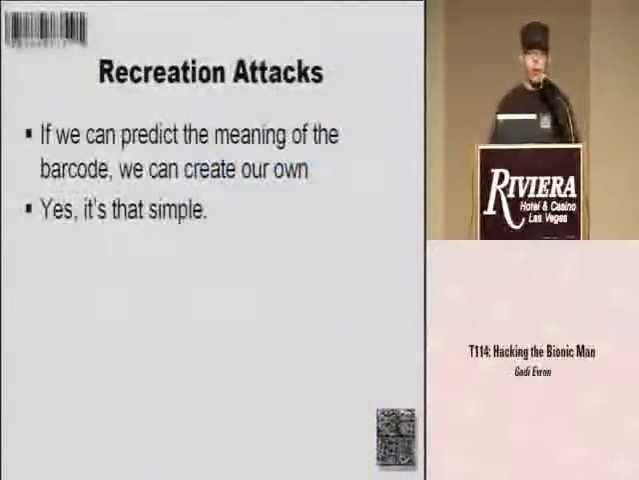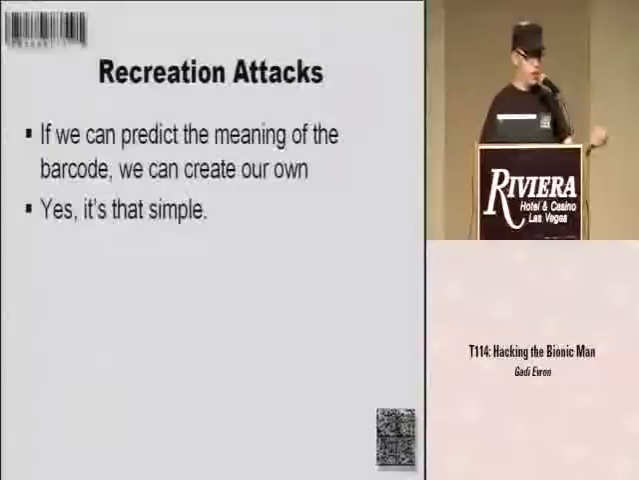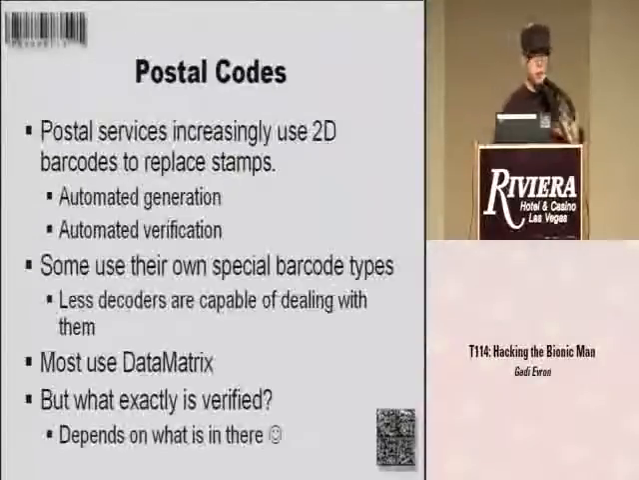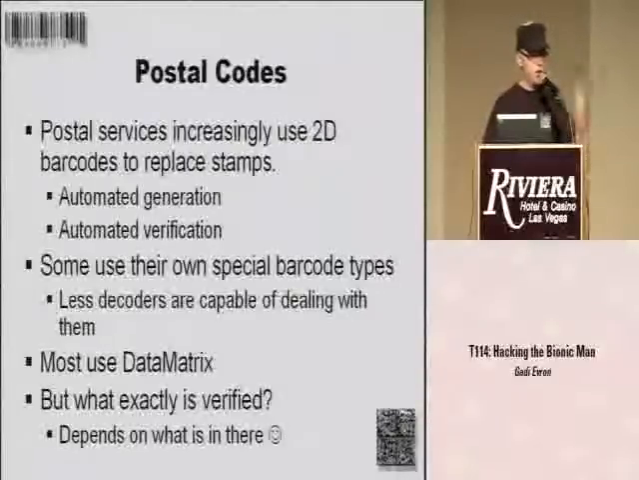And then we have what I call recreation attacks, which means, can I predict what the barcode is going to contain for a specific scenario that I want? If so, I can just print it out. It's that simple. So, the most obvious target is postal codes. Now, postal codes are used instead of stamps, right? So they're actually worth money.